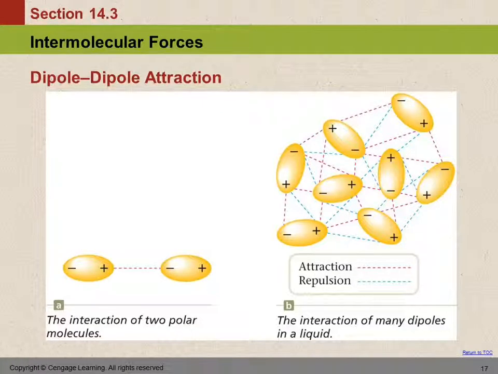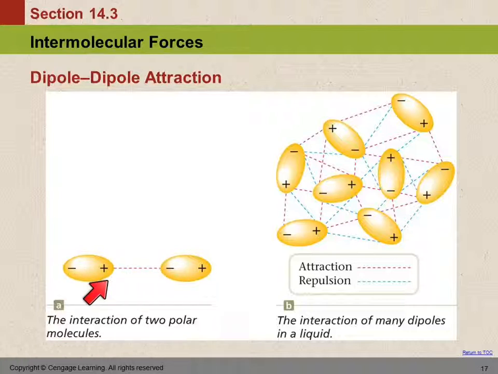So let's talk about dipole-dipole attractions. We talked way back when about polar bonds and polar molecules, right? And we said that a polar molecule is one that has a slightly positive end and a slightly negative end. So this is just some generic illustration of a polar molecule. This end's a little bit positive, that end's a little bit negative. This slightly positive end is attracted to the slightly negative end of a neighboring molecule.